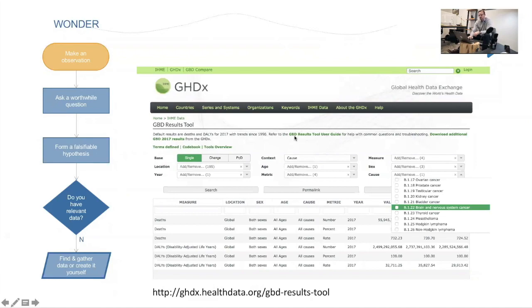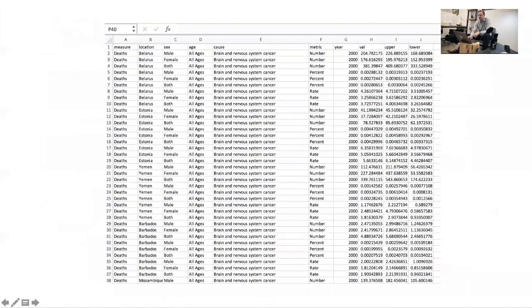There's this cool tool put out by IHME. There's a link right there if you want to check it out yourself. You can see I downloaded all the countries and territories that had brain and nervous system cancers, on the right there. Awesome tool they've got. You click a button, and what you get is a CSV like this. Okay, so now I've got my data. I didn't have to create it. I was able to go find it, and there it is.